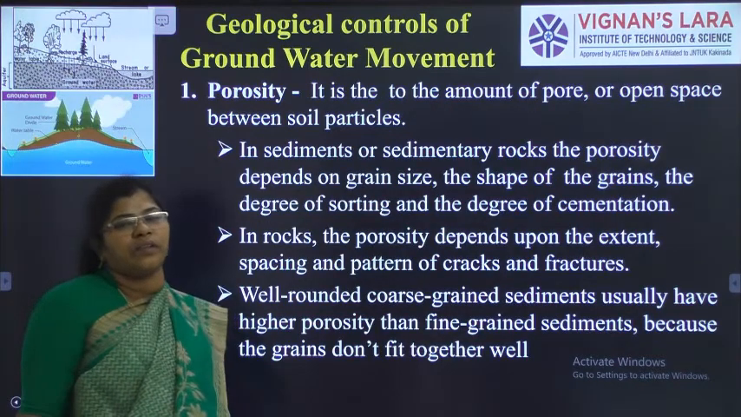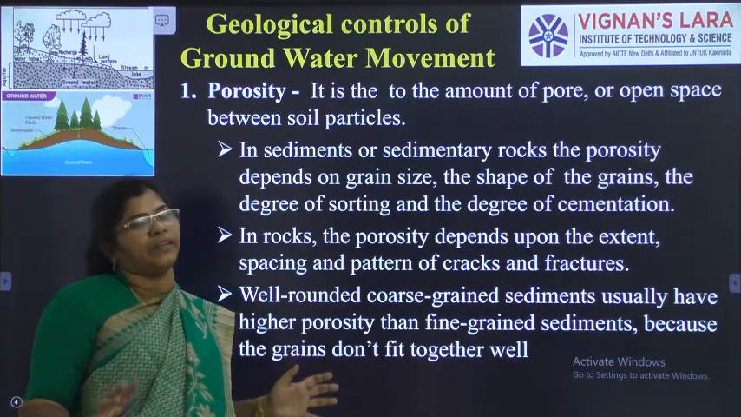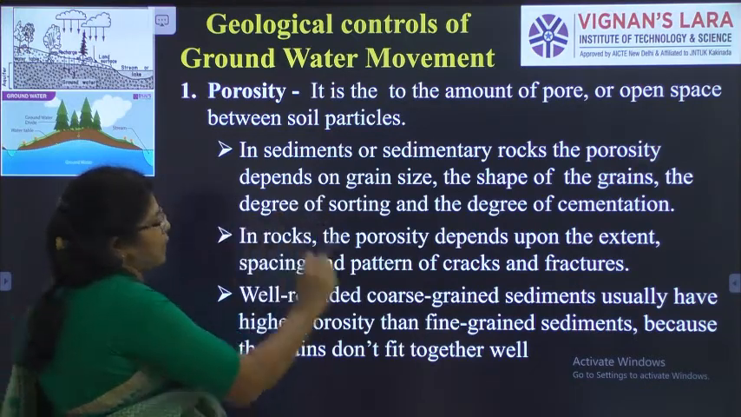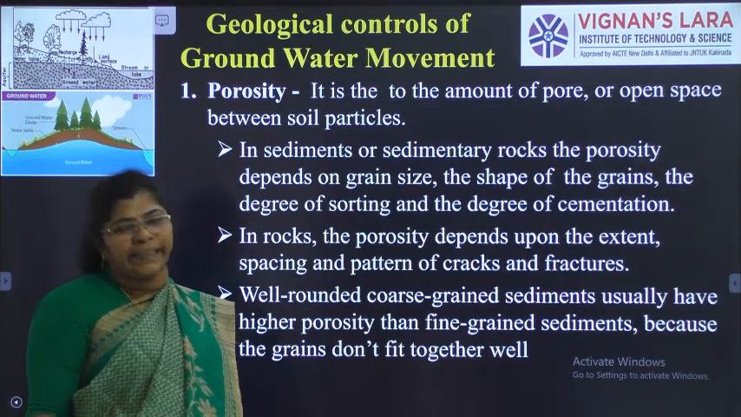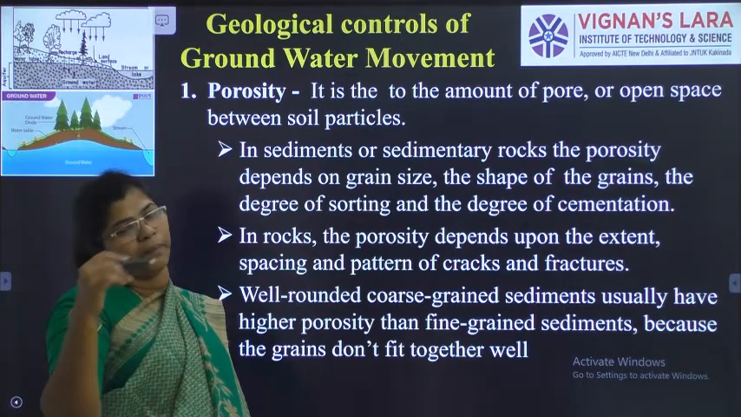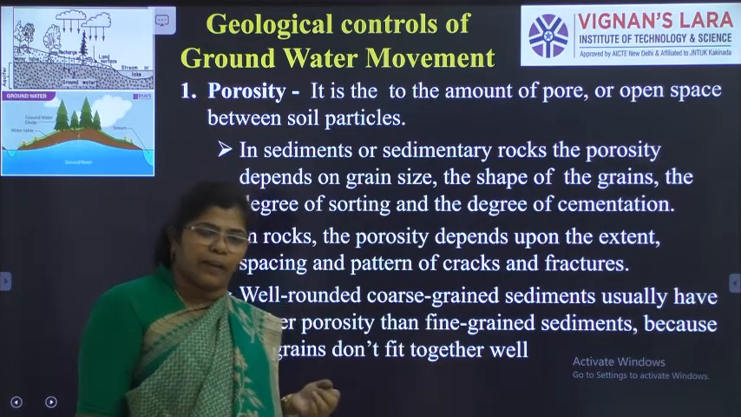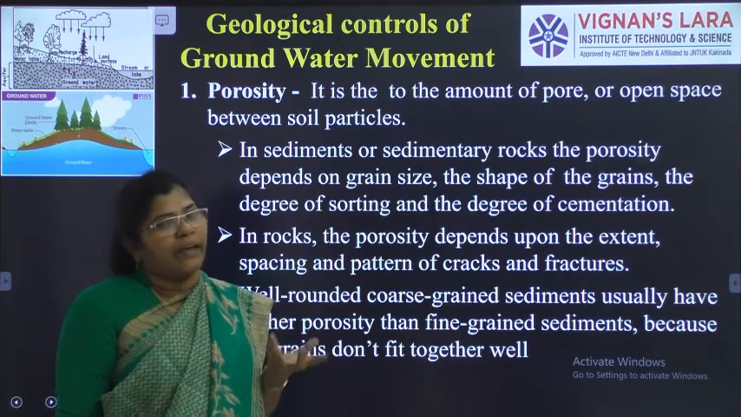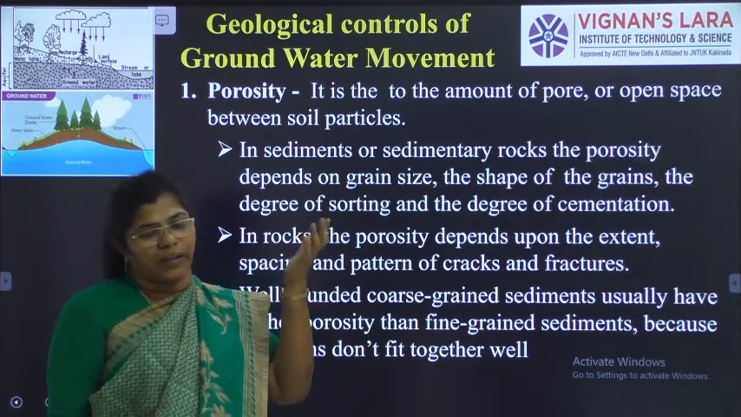Porosity is what all of you have studied already. Porosity is the number of pores available at a certain point, the amount of pore or open space between the soil particles. If the pores are interconnected with one another, then it forms a zone where the permeability will be more. If the porosity is very low, that is, the number of pores or free spaces is very small, then permeability will not happen. If the porosity is more, the water can easily flow.